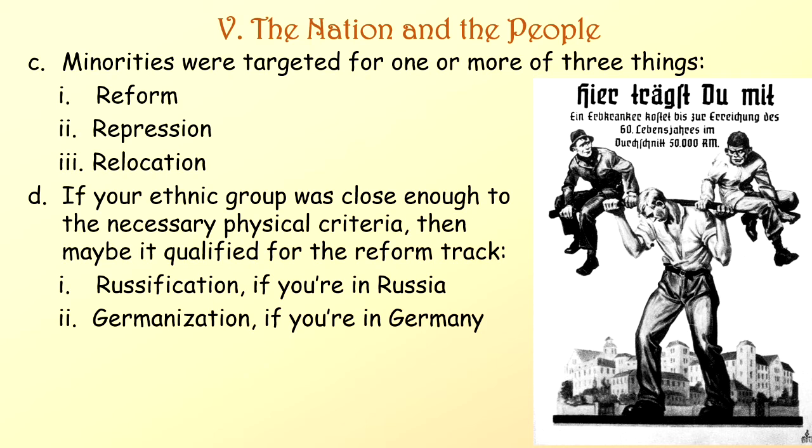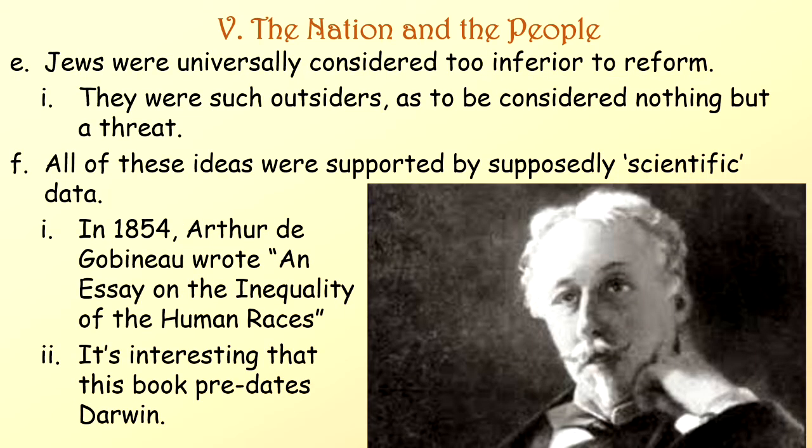Minorities were targeted for one or more of these three things: either reform, repression, or relocation. If your ethnic group was close enough to the necessary physical criteria, then maybe it qualified for the reform track. And we could call this Russification if you're in Russia, or Germanization if you're in Germany. Jews were universally considered too inferior to reform. They were such outsiders as to be considered nothing but a threat.